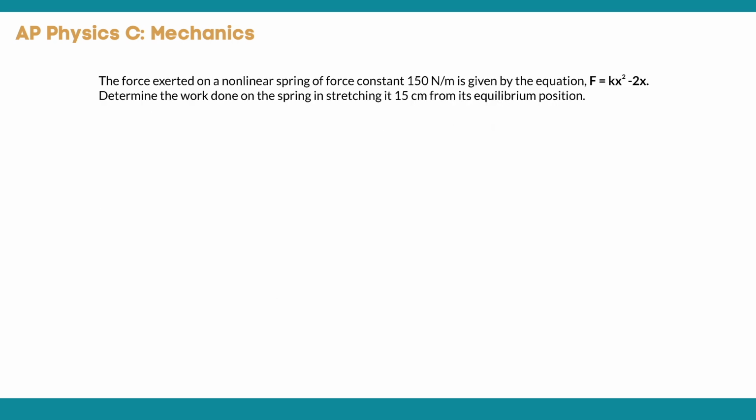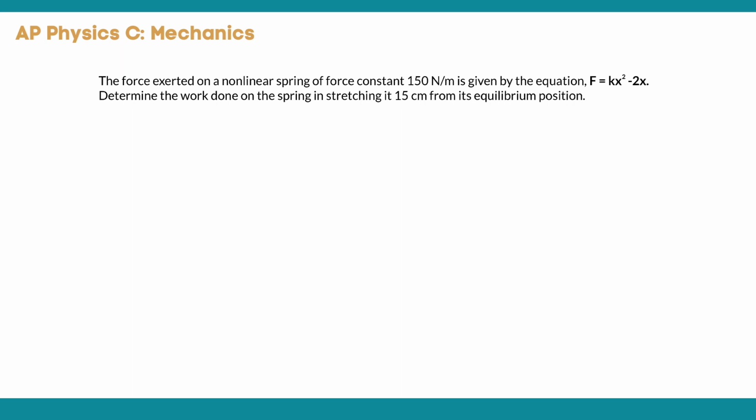All right, so in this problem here, we have a force exerted on a nonlinear spring, so one that does not obey Hooke's law. A force constant 150 newtons per meter is given by the equation F equals kx squared minus 2x. So k is that force constant. We want to determine the work done on the spring in stretching it 15 centimeters from its equilibrium position.